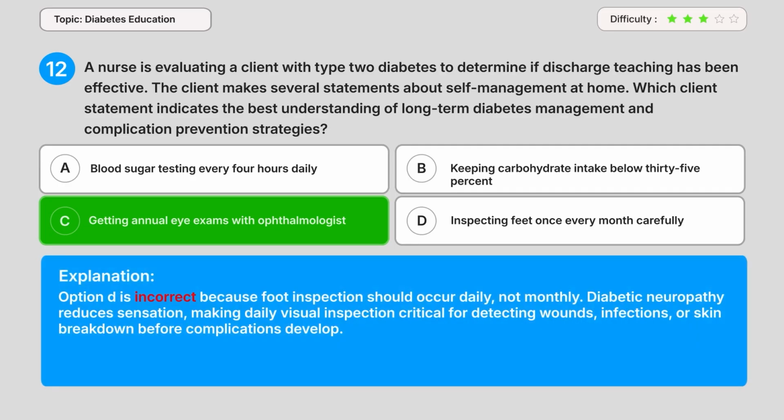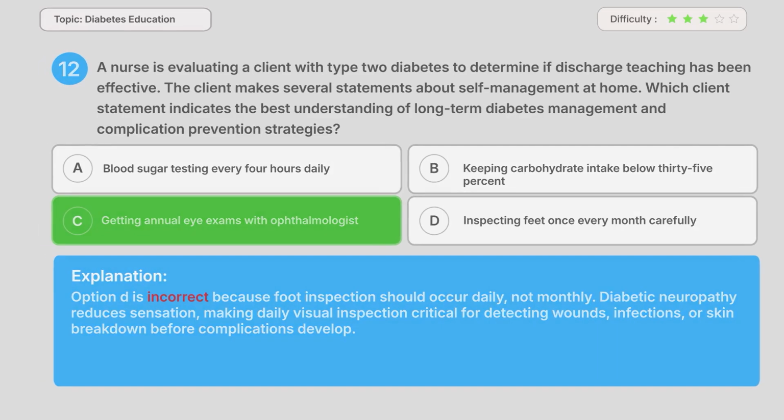Option D is incorrect because foot inspection should occur daily, not monthly. Diabetic neuropathy reduces sensation, making daily visual inspection critical for detecting wounds, infections, or skin breakdown before complications develop.